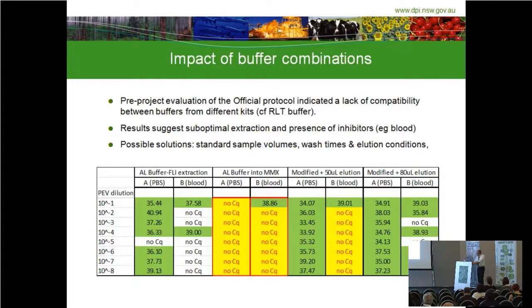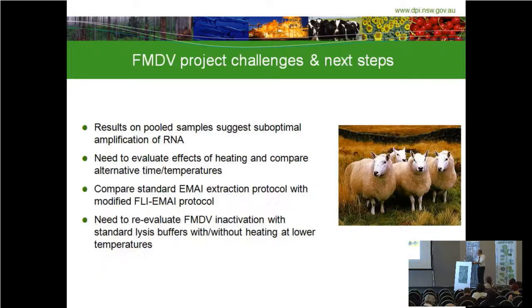We won't worry about that one for the sake of time, but the take-home message was that you can't necessarily take lysis buffers from one kit and put that sample in with another, because you can completely kill off a PCR. If you look at the second column from the centred block of yellow results, there's a whole series of PCRs with high concentrations of virus that are completely killed off because it's a lysis buffer from one kit added to another.